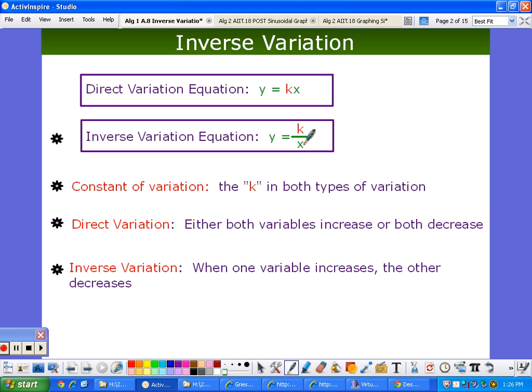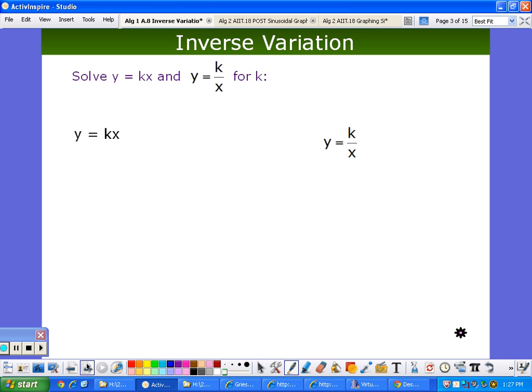And think about here. As x gets bigger, it's in a denominator now. As the denominator gets bigger, the number itself gets what? Smaller. So that's what's happening. Same thing, and if your x gets smaller in the denominator, your number gets bigger. So it's kind of an opposite kind of change.